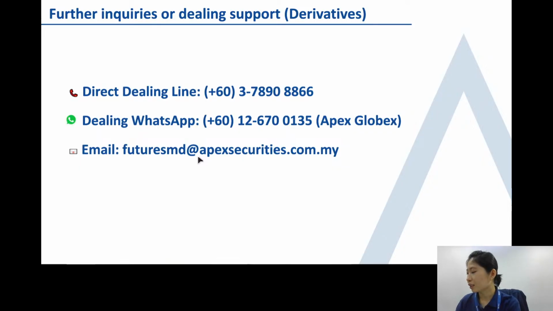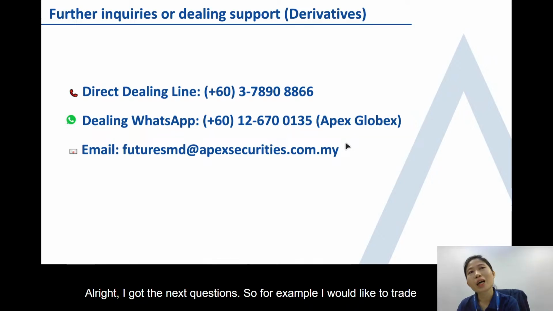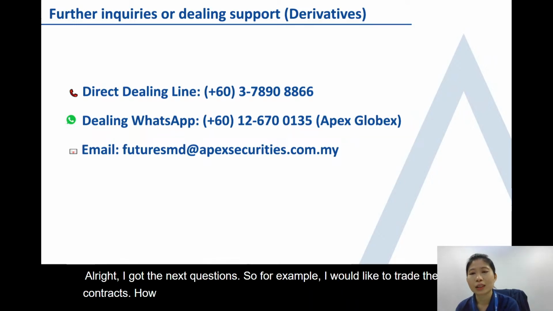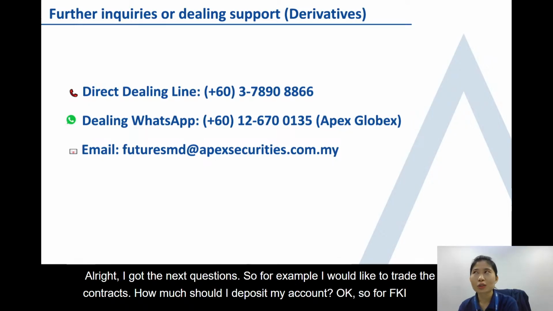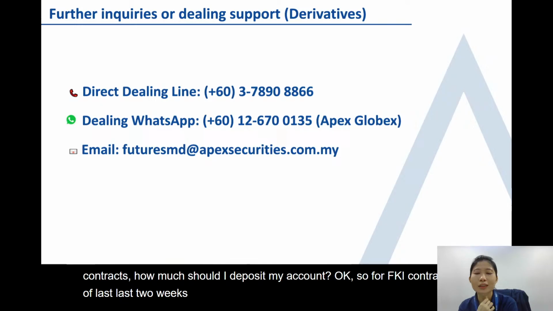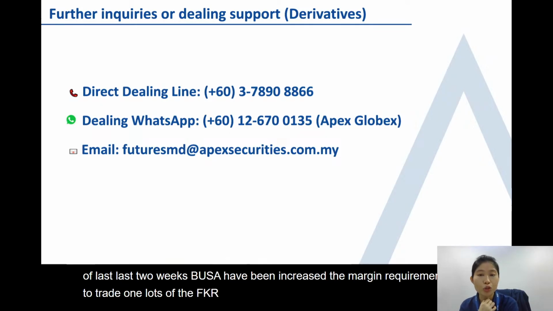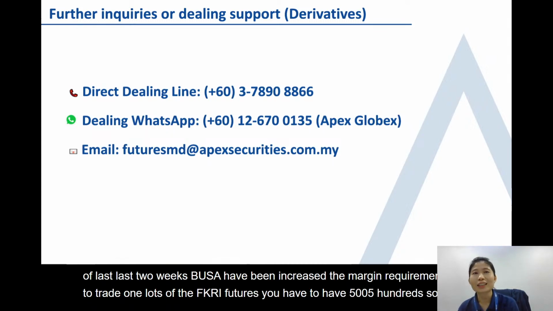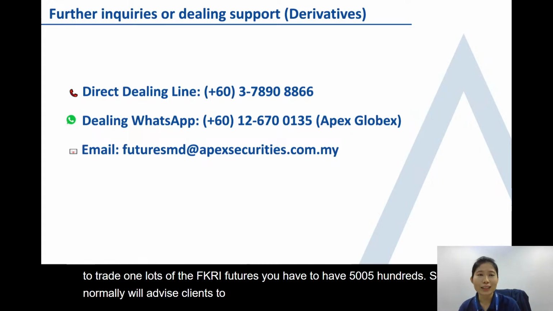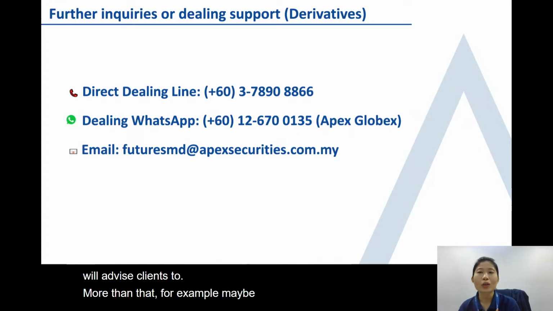Oh, all right, I got the next question. For example, I would like to trade the FKLI contracts. How much should I deposit in my account? Okay, for FKLI contracts, as of the last two weeks, Bursa has increased the margin requirement. So to trade one lot of the FKLI futures, you have to have 5,500. So we normally advise clients to fund in more than that, for example maybe 6K or even 10K, so you have more buffer to run your trades.